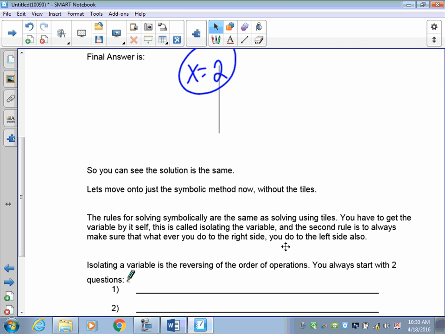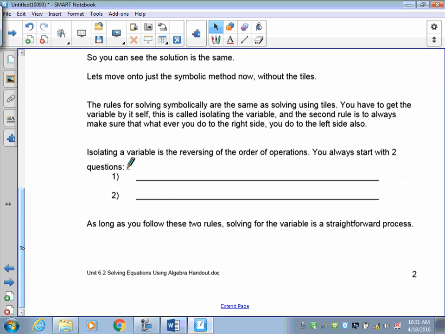You can see the solution is going to be the same either way, using tiles or using the other method, which is symbolic. So the rules of solving are very simple. First off, you have to figure a way to get the variable by itself. This is called isolating the variable. And the second rule is always to do whatever you do to one side, you have to do to the other. In order to isolate the variable, you always have to get rid of the added or subtracted part first.